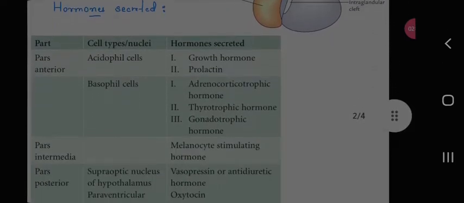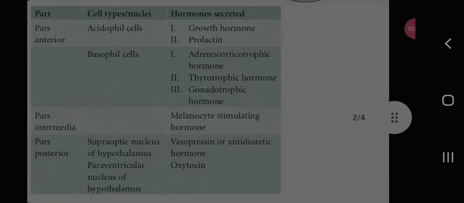Intraglandular cleft. Hormones secreted: pars anterior, acidophil cells, growth hormone and prolactin; basophil cells, adrenocorticotropic hormone, thyrotropic hormone, gonadotropic hormone. So acidophil cells secrete GH and PRL, and basophil cells secrete ACTH, TSH, LH and FSH. Pars intermedia secretes melanocyte stimulating hormone. Pars posterior: supraoptic nucleus of hypothalamus, paraventricular nucleus of hypothalamus; vasopressin or antidiuretic hormone, and oxytocin.